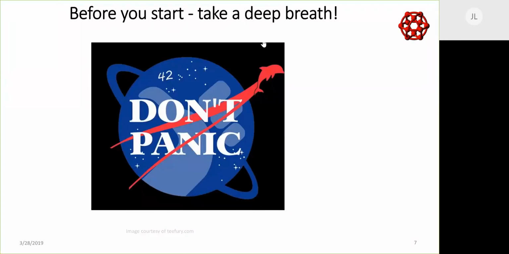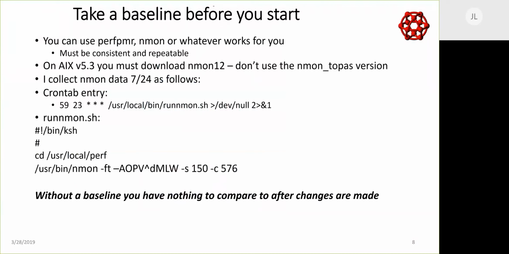All right, so I always say before you start, take a deep breath. One of the things that you want to do anytime you're looking at a performance issue, or even when you're planning to make changes to the system, is have a standard baseline that you use. It can be whatever works for you. Mine is a combination of three things. I run a perf PMR, I run NMON 7/24, so I have a history of NMON reports, and then I have some scripts that gather some additional information. I always take a baseline, and I run that beforehand so that I have something to compare to afterwards to see what changed.